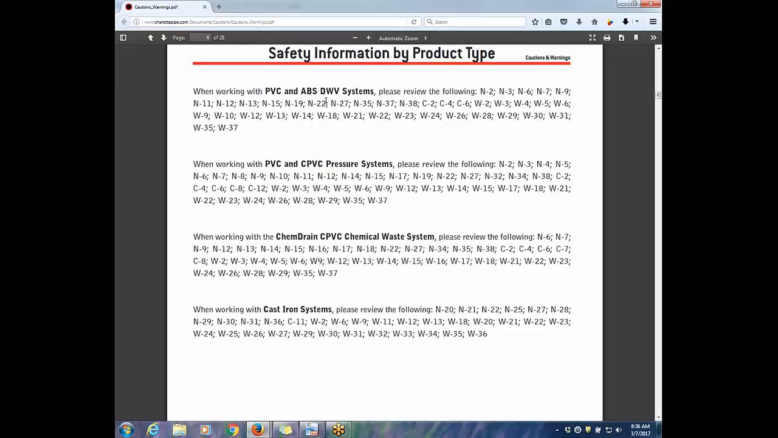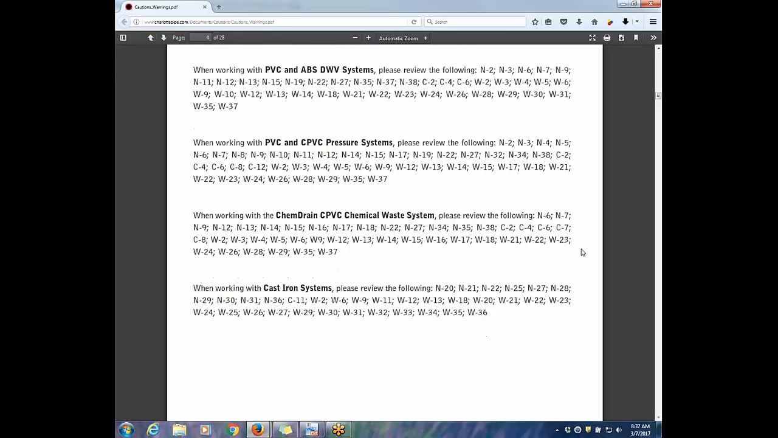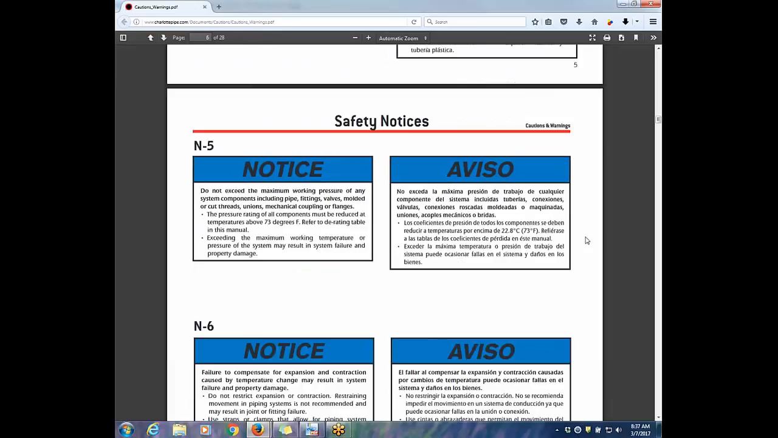And just so you guys know real quick, the difference between cellular core and solid core is the cellular core PVC has a foam core inside of it. So if you cut into the pipe, you'll see the foam core. It's really lightweight pipe, and so that's what they mean by DWV, the Drain Waste Vent cellular core. And according to the manufacturer of that product, you should read the following warnings and cautions. The one we want to look at is W10, so we'll scroll down to W10.